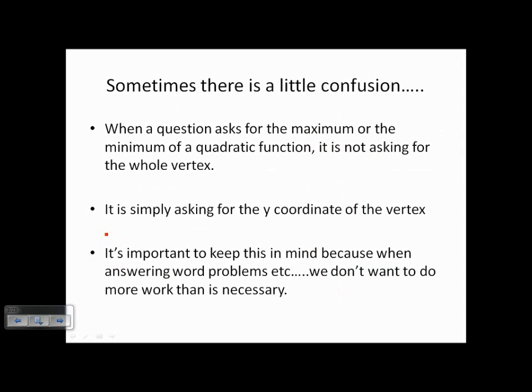When a question is asking for a maximum or a minimum value from a quadratic function, it is not asking you to find the entire vertex. Save yourself a little bit of time. Remember that they're only looking for the y-coordinate of the vertex. And you can tell whether it's a max or a min by looking at the a value. What do I mean by the a value?